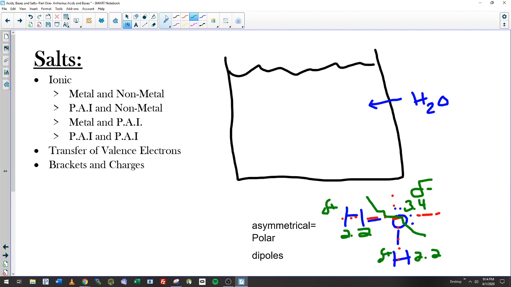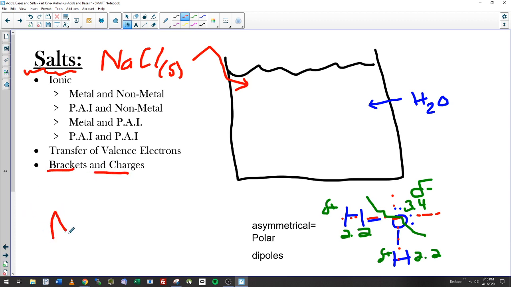Okay. Let's say that I am going to take the famous salt that everybody talks about, NaCl, and dump this NaCl in the solid form into this water. We're going to start off by doing a little sketch with some brackets and charges. The sodium, oh boy.